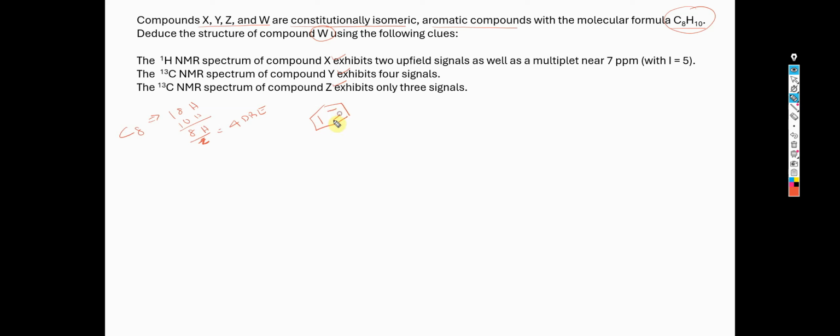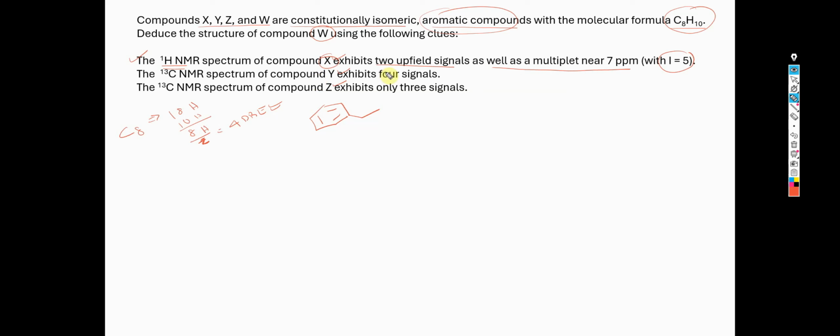you have one benzene ring based on what you see in the molecular formula, and that's what they already told you as well, but still it is always good to solve the double bond equivalents. So you have a benzene ring, and clue 1 for compound X tells you that the proton NMR spectrum exhibits 2 upfield signals and a multiplet near 7 ppm with an integration of 5. So this clearly tells you that you have an ethyl group.